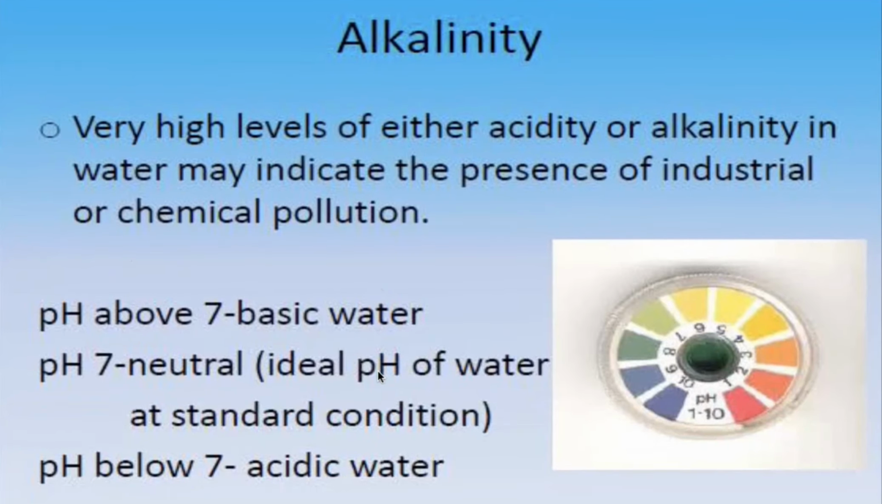Next is alkalinity. When you say water, the ideal pH of the water is 7. Below 7, basic. Above 7, acid. Or the other way around. Which is it? Any violent reaction? Below 7 is acidic. I heard your reaction, ha. Above 7, basic water or alkaline water. So, if the water is alkaline, what will happen? So, of course, it is undesirable.